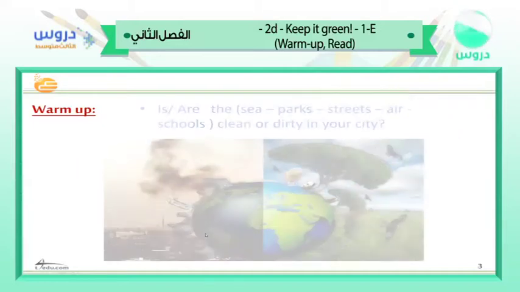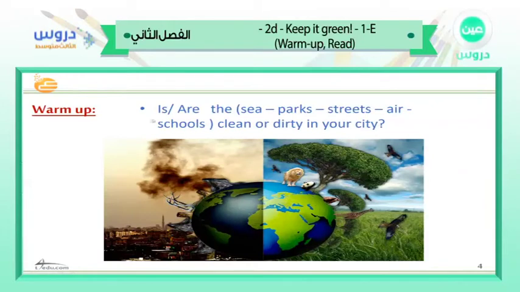Okay. Now, as a warm-up, are the sea, parks, streets, air, and schools clean or dirty in your city? Is it clean and fresh and healthy, or is it polluted like this? Okay, so how is it? Clean or dirty? Okay, inshallah, it's all clean. This is what we wish for, to have a beautiful, clean environment city.